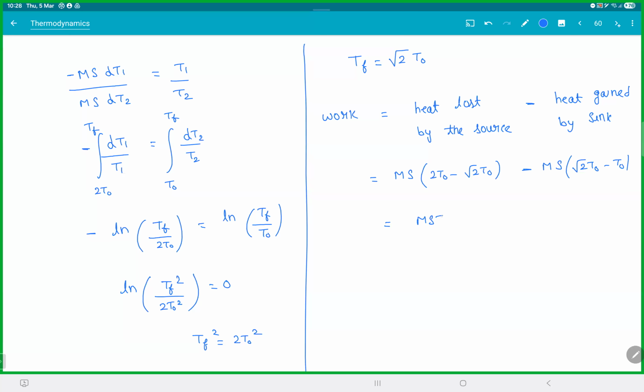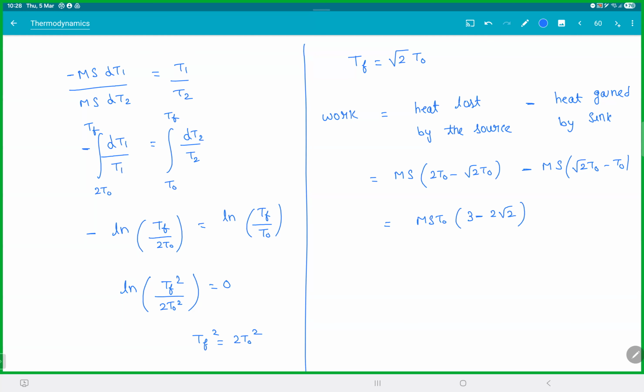I think ms T naught times 3 minus 2 root 2. Yeah, Aditi got it. Right, Utsa. Got the temperature. Clear with this? So this is the kind of question you can expect. Every time they won't directly give you the sink and source and finish it off. Clear with this? That's a bit about heat engines.